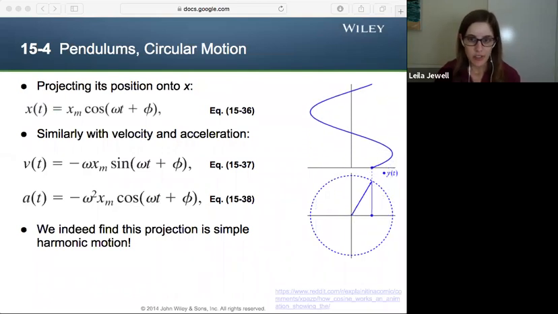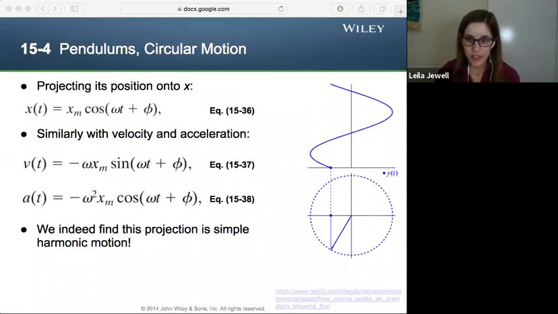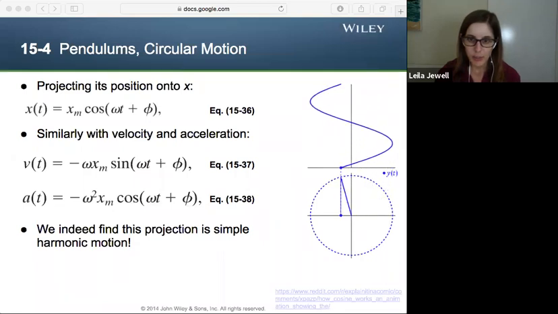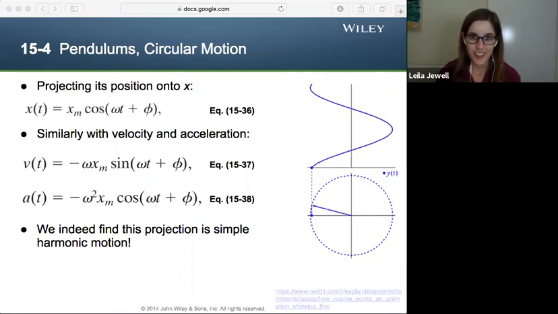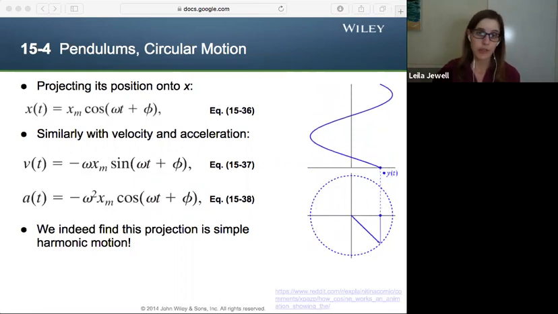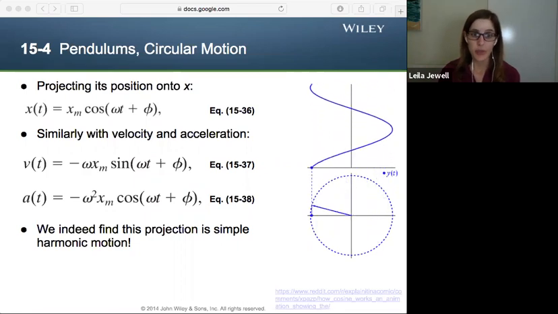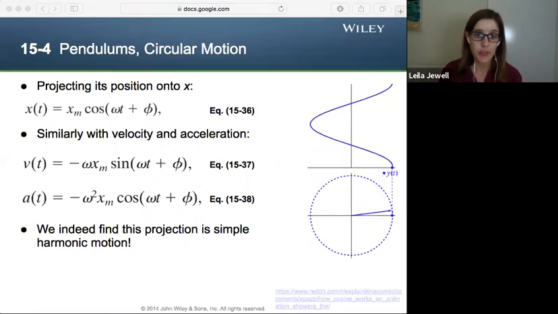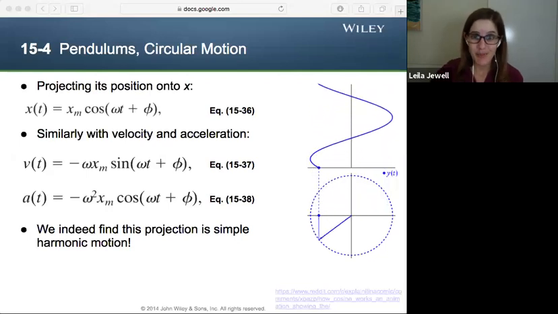So here's a nice visual of that, where as you rotate around the circle, the projection onto the x-axis traces out the sine or the cosine wave, the sinusoidal function. Oh, I could just sit here and watch this all day. It's pretty amazing, right? I hope you can see. So we're doing this with position, but it also works with velocity and acceleration. So this projection is simple harmonic motion. Pretty wild, pretty nifty. That is where we will wrap this section up.